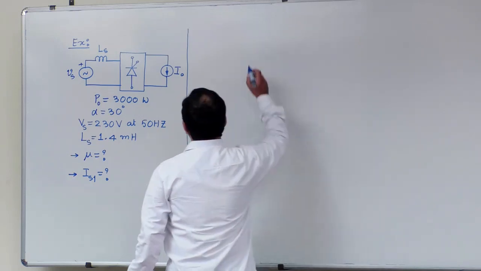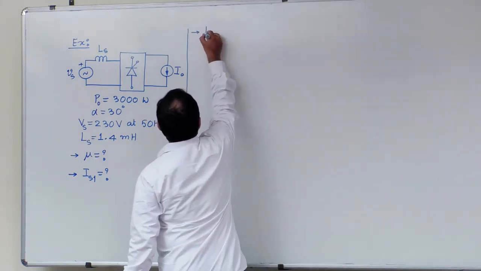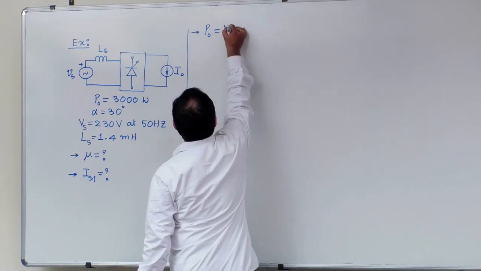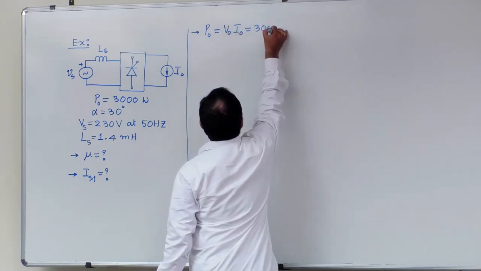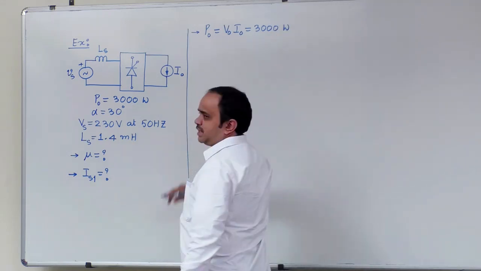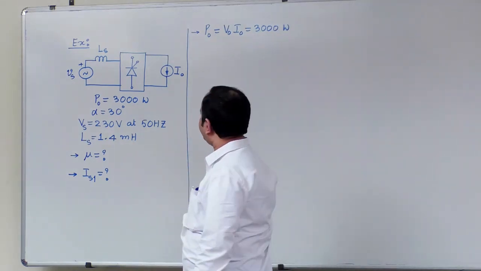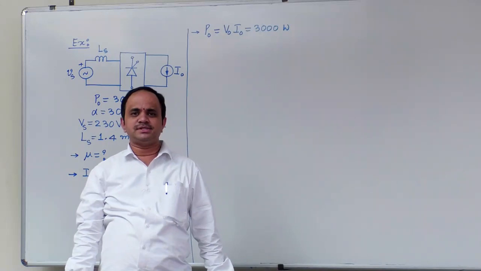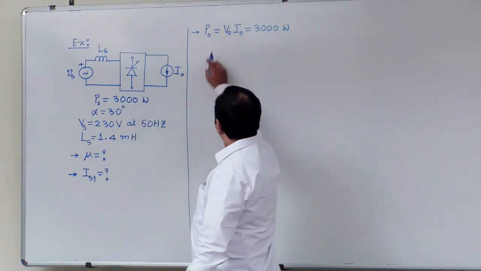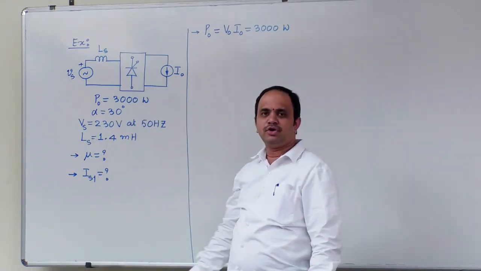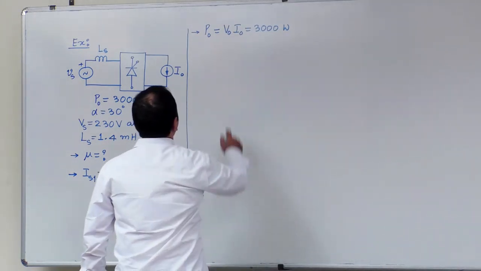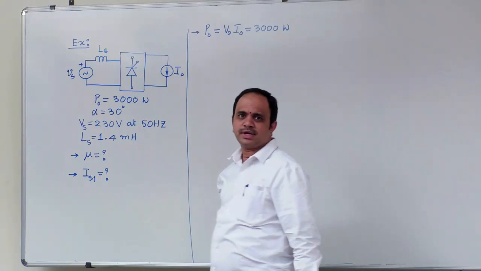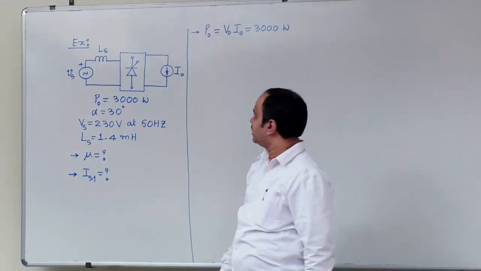Let us see. P0 is given. What do you mean by output power? V0 multiplied with I0, that is 3000 watts. When the load current is a constant, output power can be defined as V0 into I0. Now we don't know what V0 is.